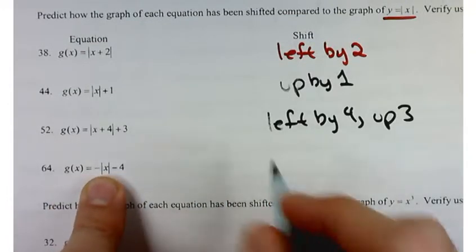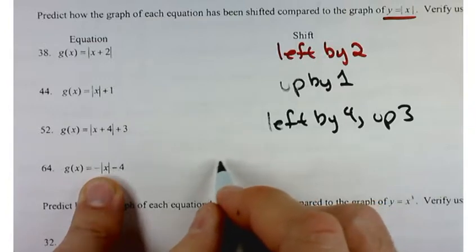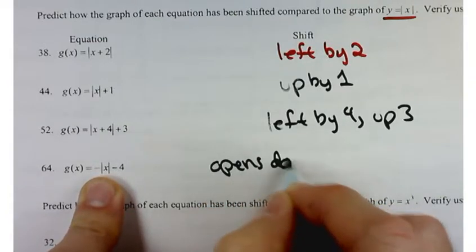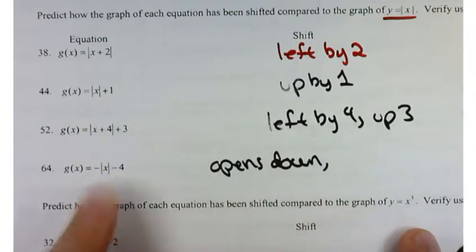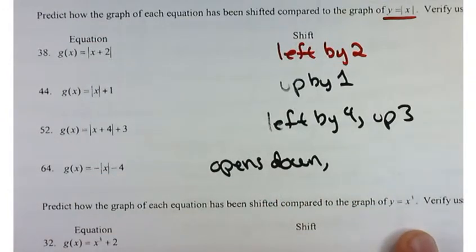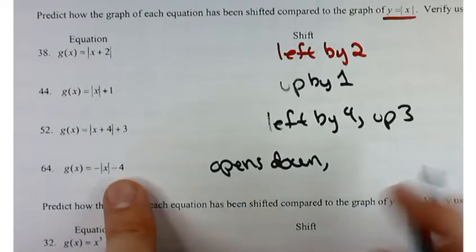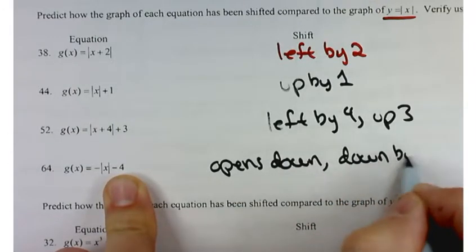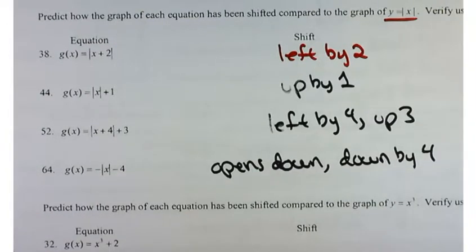What's the negative going to do? All right, so it's going to open down. Opens down. Or you can say flipped. Or you can say reflected around the x-axis. I chose opens down. And then what else? Down by 4. Yay. So, how are those? Are those okay? Those are some friendly problems?